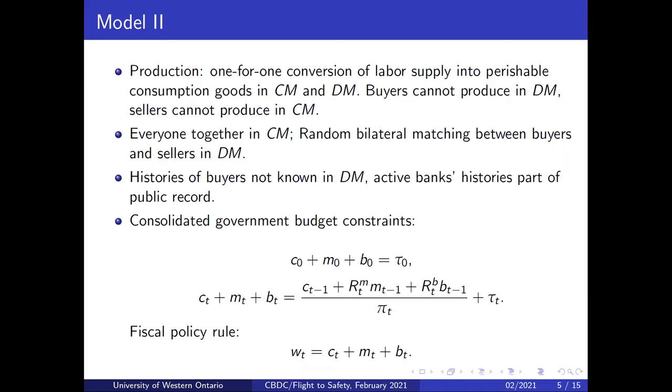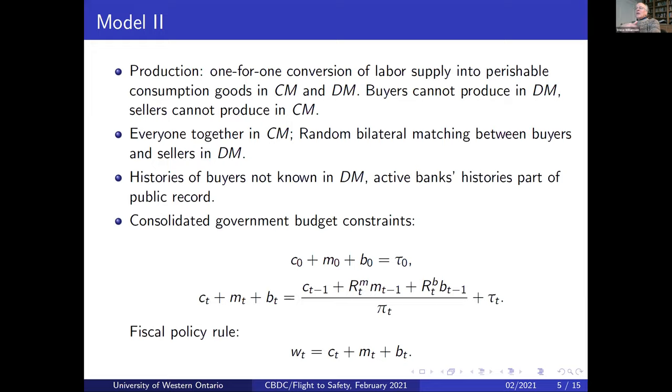The histories of the buyers are private information. So you can't see their history, so their personal IOUs are useless in the decentralized market for trading. But an active bank, its history is part of the public record. And that's going to be the interpretation of what this entry cost is. The entry cost is acquiring a technology that makes you a monitored agent, in the sense of like a Cavalcanti-Wallace kind of role for banking. That's part of what's going on here.